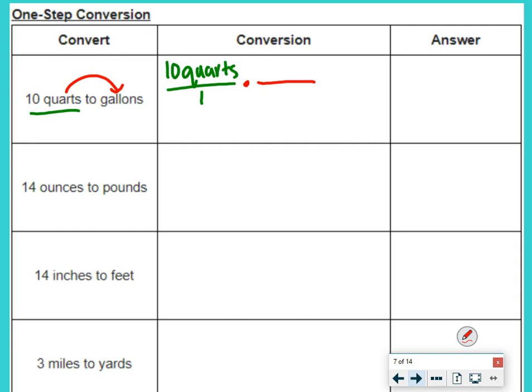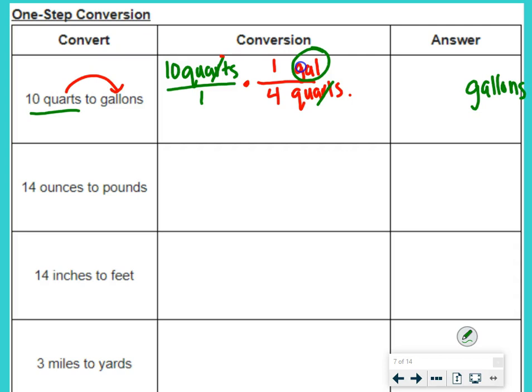However, we need gallons to be on the top. You always want the same units in the diagonal. So you see how we have quarts here? If we have quarts on the top, we need quarts on the bottom. So there always have to be 1 on the top and 1 on the bottom. So we need 1 gallon, 4 quarts. Now the reason for that is because then the quarts will cancel out, leaving us with gallons. And we want our answer to be in gallons because we want to change 10 quarts to gallons.